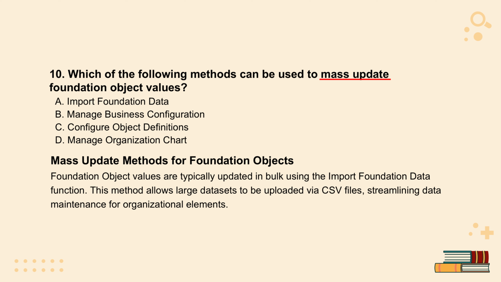The standard, and by far the most efficient way, is to use the import foundation data function. This almost always involves preparing the data in a specific format, usually a CSV file, and then uploading it using the system's built-in import and export data tool. It's the standard process for any large-scale data maintenance involving these core objects. It saves an enormous amount of time compared to manual entry, and it drastically reduces the chances of typos or other human errors. It's really how organizations keep their HR system aligned quickly when the business structure changes.